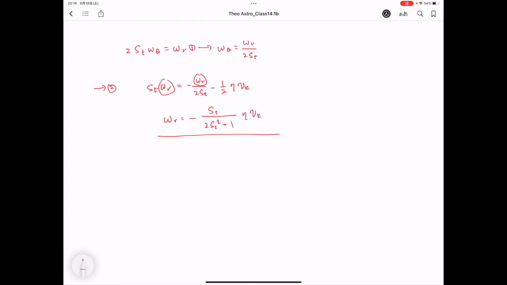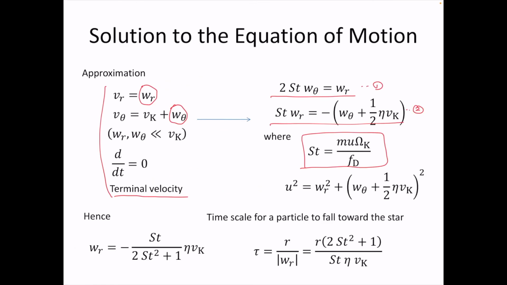Using this information, r divided by the migration speed of a solid particle gives r times 2 St squared plus 1 over St eta v sub k. This is the migration time scale. We discover the radial velocity of a solid particle is a negative quantity. The particle is migrating toward the central star. Then using the migration speed of the solid particle, we can estimate the time scale for the migration of solid particles in a disk.